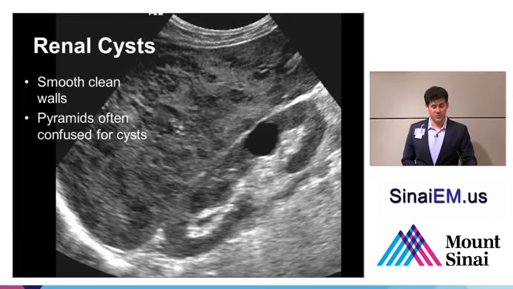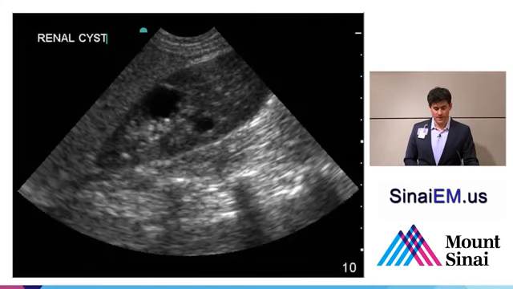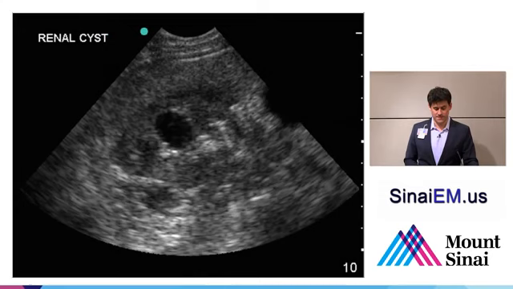So they'll typically have smooth, clean walls, and you can often confuse the renal pyramids for cysts. Cysts are going to be, again, relatively circular in shape, spherical if you go through all three dimensions, and the pyramids are going to taper down towards the center of the kidney. So a couple more examples of cysts.